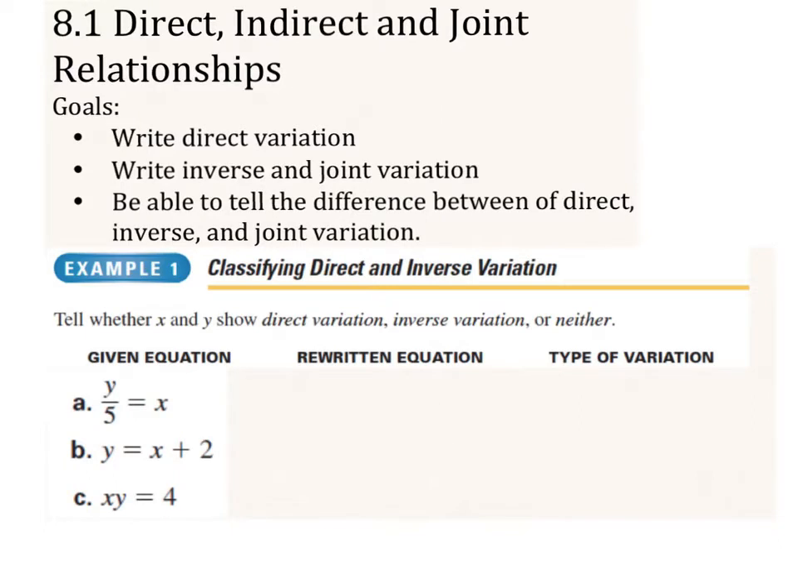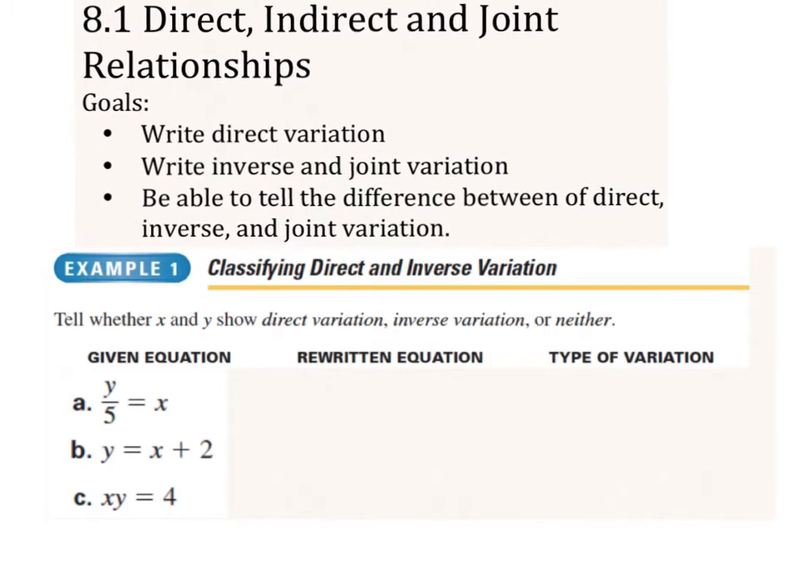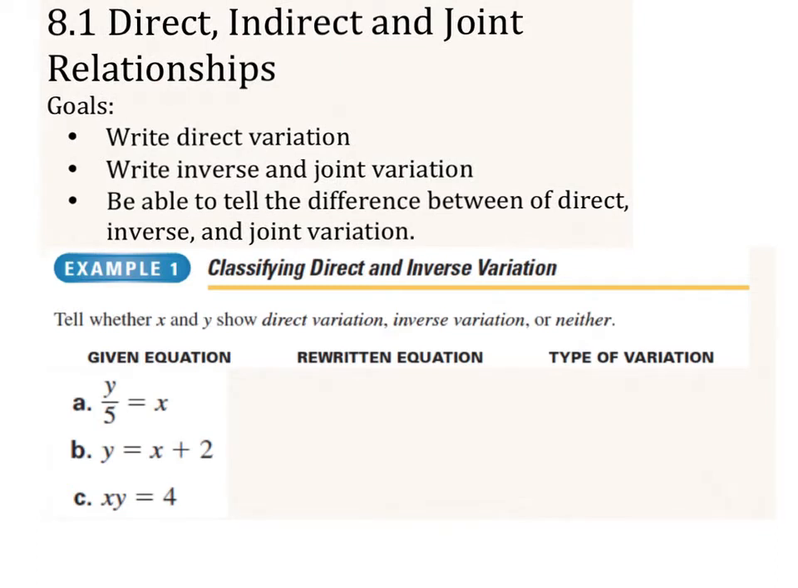Okay guys, this lesson is going to cover section 2.5 in our textbook, direct relationships, or variations, and then 8.1 is indirect and joint variation or relationships. So we want to be able to write a direct variation, an inverse and a joint variation, and we want to be able to differentiate all three. So we're going to start with our first example here right at the gate.